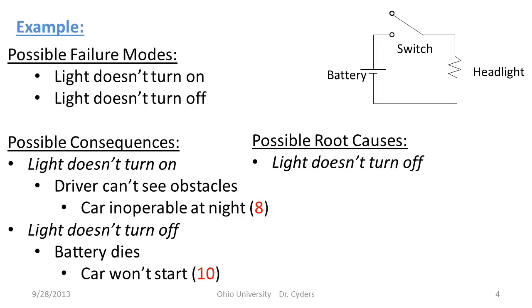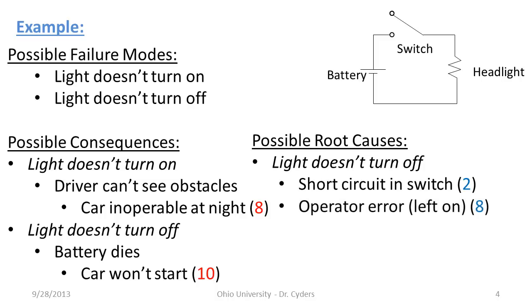Light doesn't turn off. So what are possible root causes of the light not turning off when you expect it to? Well, this one is a little bit simpler. There could be a short circuit in the switch. So somehow we've got to close that circuit unexpectedly. So either the switch is malfunctioning in a way that keeps it on, in other words, a short circuit, or the operator error where you leave the headlight on when you don't mean to.